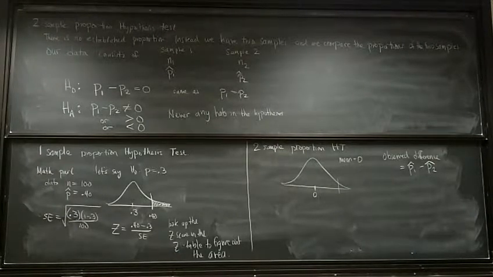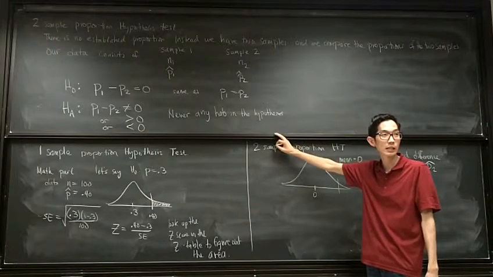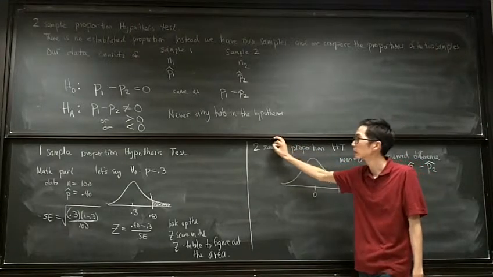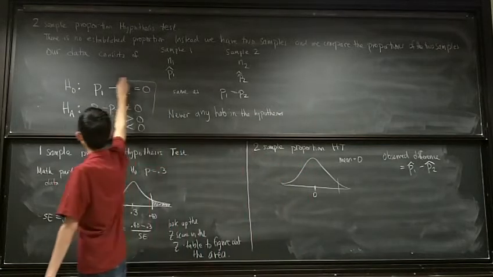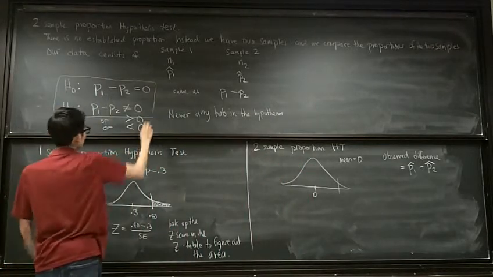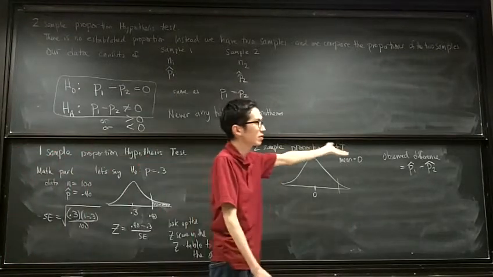I apologize if I'm asking the obvious, but you just stated there's never any hats, and then you're back to the P hat. Is that because it's... Never any hats in the hypotheses. This is the hypothesis test, right? So this is the hypothesis here. When I'm writing out the hypotheses, I never put any hats there. But then when I do the problem, I've got to use hats.